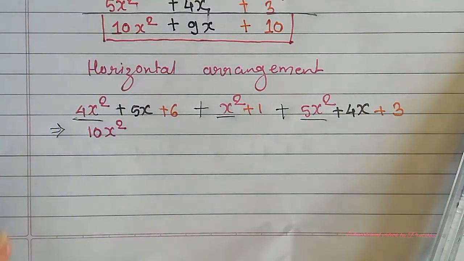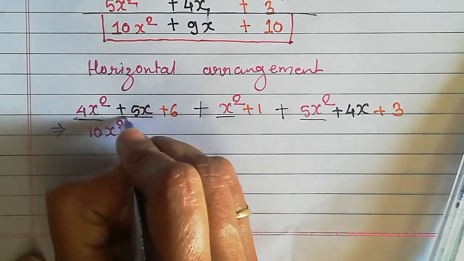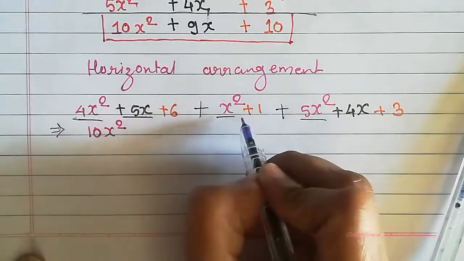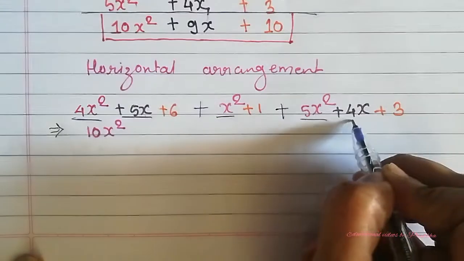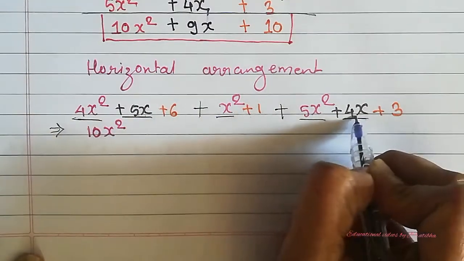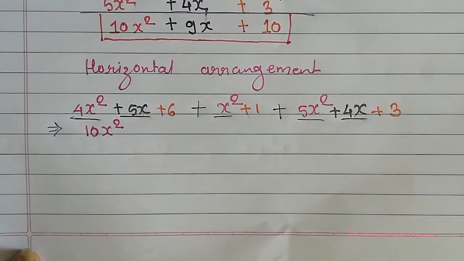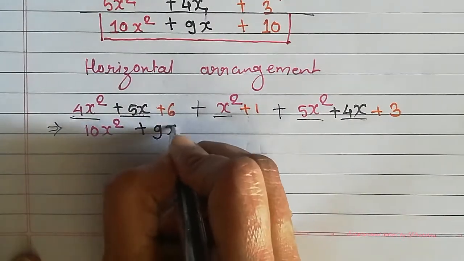Now the next terms are with the variable x. 5x with 5x, what will go with 5x? In the middle expression there is nothing with x variable, and in the third expression 4x is there. So 5x plus 4x will give you the answer 9. So I'm writing plus 9x.